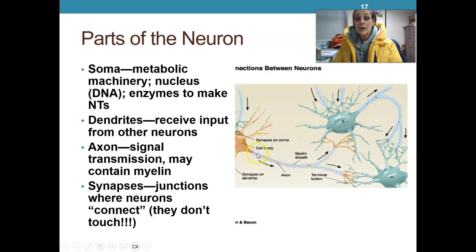You can also see that we have an axon. The axon is going to be really critical for signal transmission. And as you can see, these particular axons contain myelin. Myelin is going to be really important for speeding up a neural impulse. And we'll talk a little bit more about how this happens soon. And then finally, you can see right here, we have a synapse. This is a junction where neurons connect. Now I'm using the word connect very loosely. It's very hard to see in this figure. Although the neurons are quite close to each other, remember there is a small gap between them. Neurons do not actually touch each other.